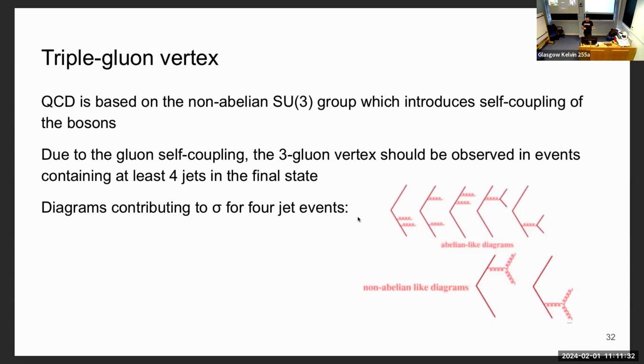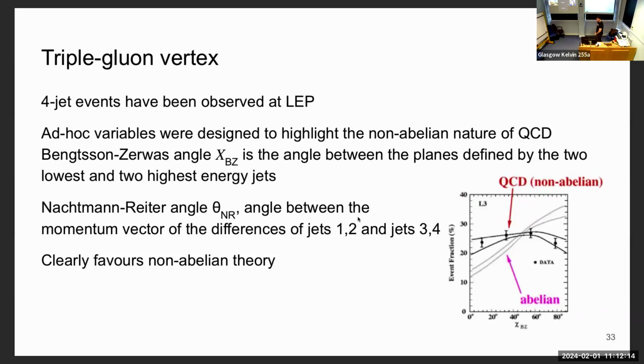I promised you the fact that there's a triple gluon vertex as a result of the non-abelian behavior of SU(3), which introduces the self-coupling of gluons. So that means if gluons can self-interact, there should be a 3-gluon vertex or 4-gluon vertex, like in the picture in the bottom right. So the non-abelian diagrams are the ones at the bottom right. The abelian are the ones above.